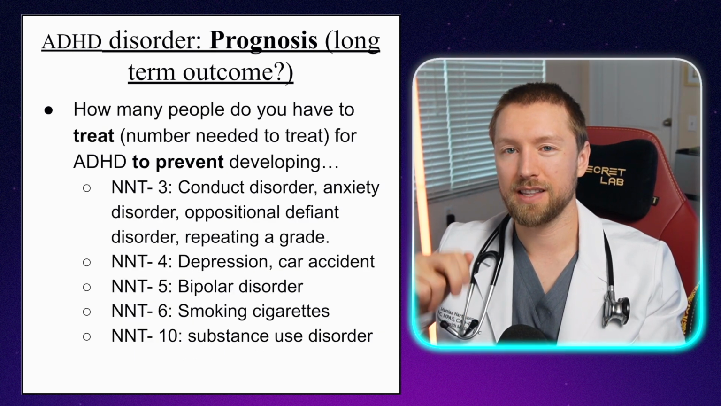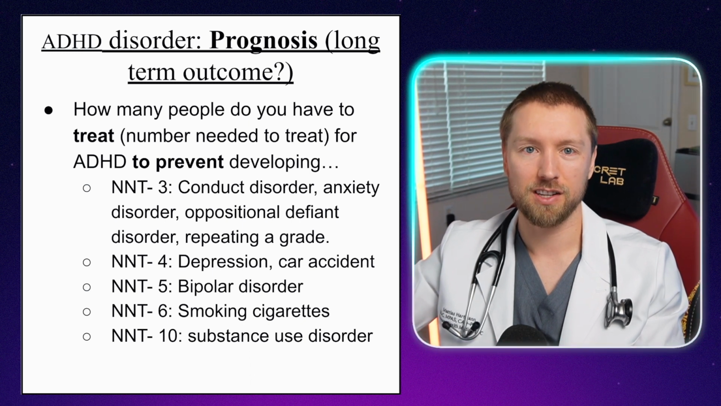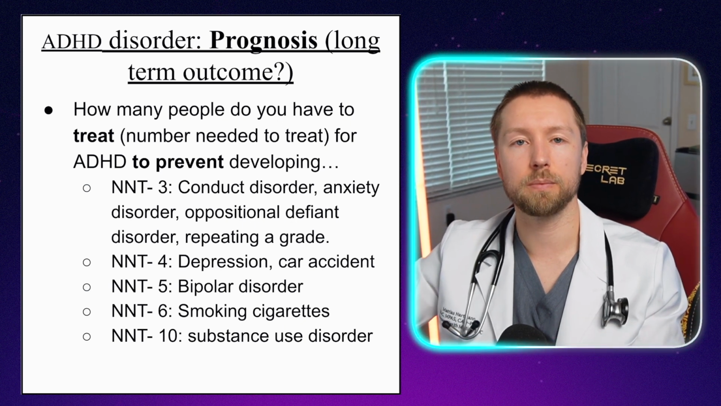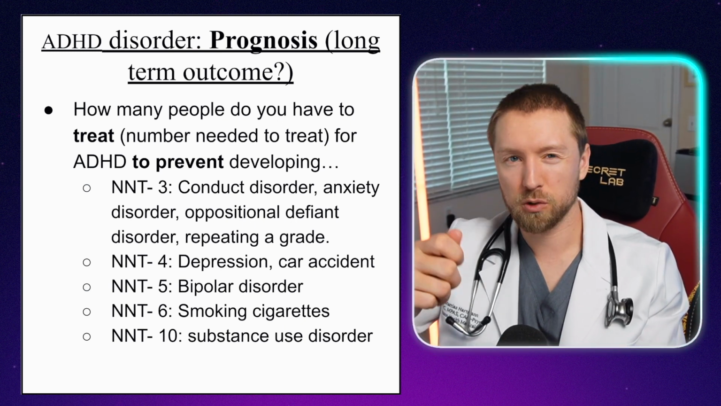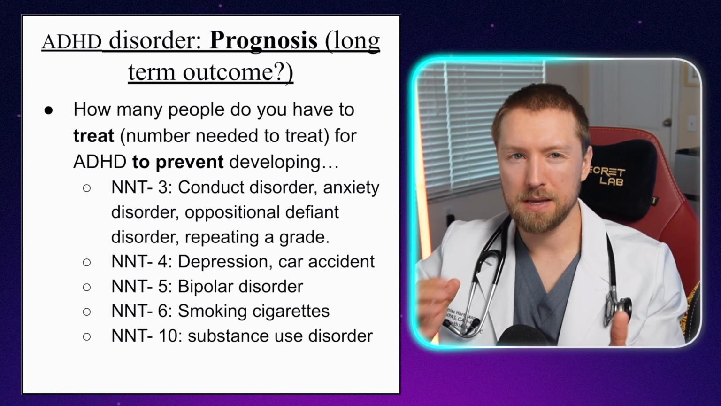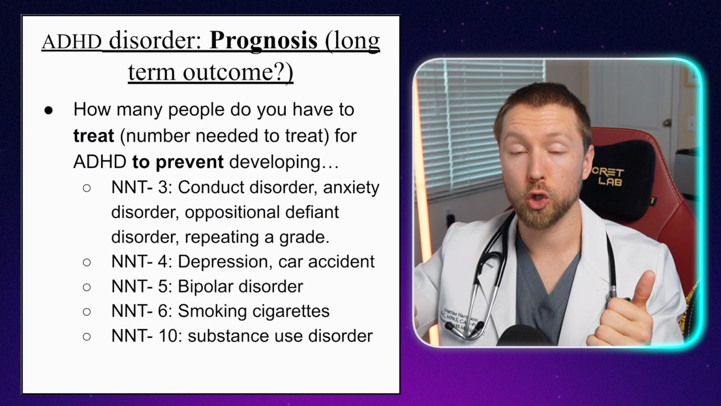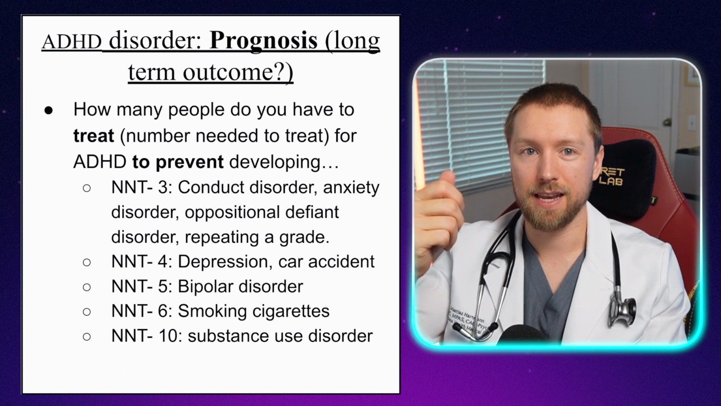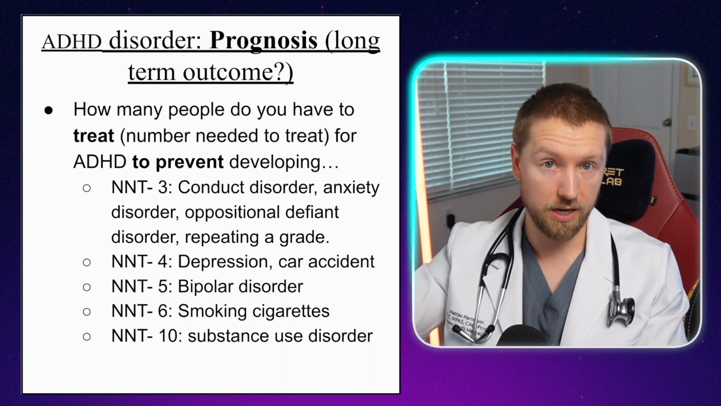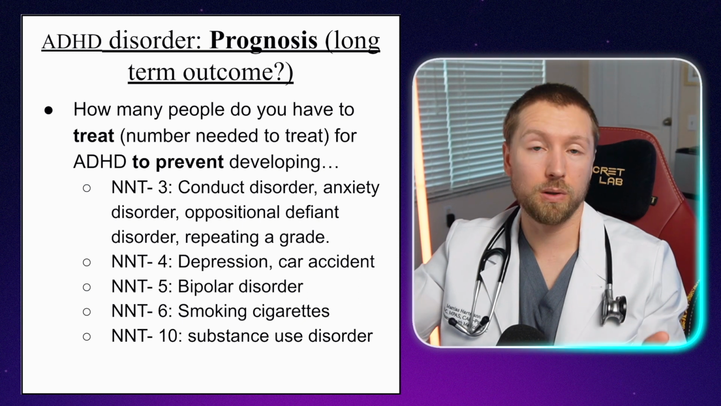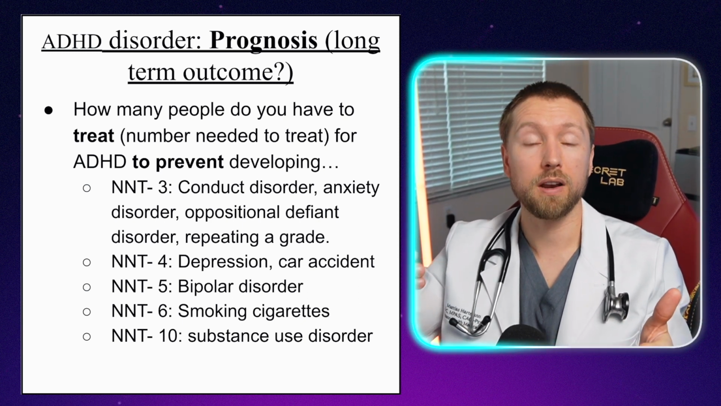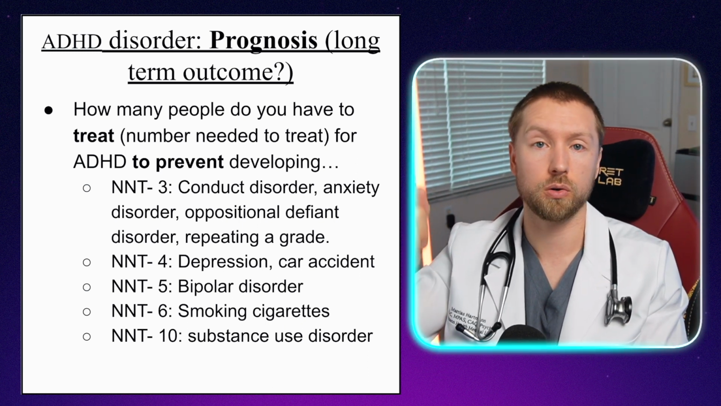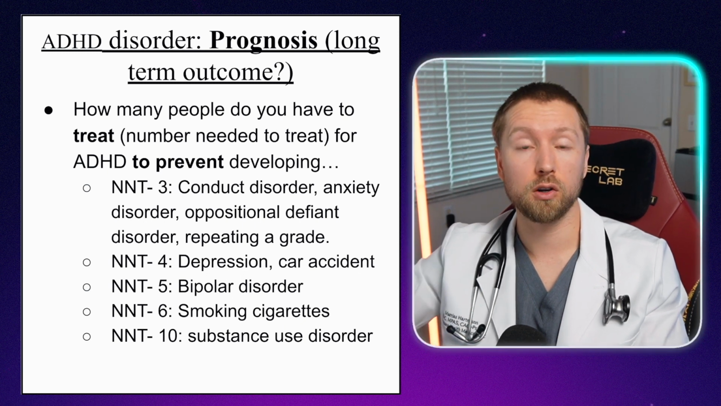Now, the good news is that oftentimes we can prevent certain psychiatric diagnoses from developing if the ADHD is treated appropriately and early enough. That's what this number needed to treat means. It means how many people do you have to treat to prevent a certain problem from happening. Now, if we look at the first one, it says NNT, number needed to treat, of 3. So in ADHD, you need to only treat 3 patients to prevent one of them from developing either conduct disorder, anxiety disorder, oppositional defiant disorder, or repeating a grade, which is great.